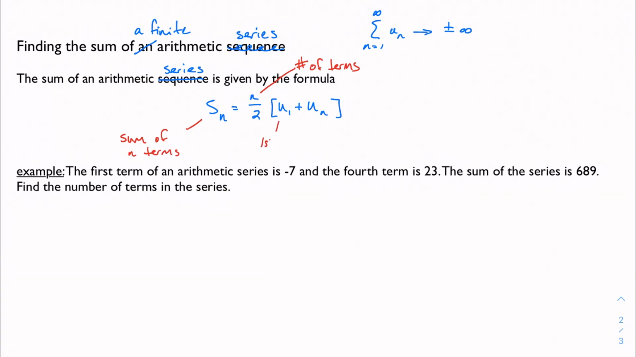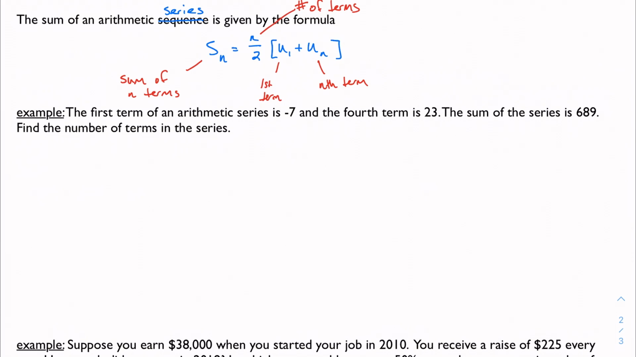This, of course, is our first term. And this is our nth term. Fairly straightforward. Plug in, solve, right? It kind of works. So the first term of an arithmetic series is -7, and the fourth term is 23. The sum of the series is 689. Find the number of terms. Let's work with this a little bit. Eventually, we know that we need to get to using this formula.